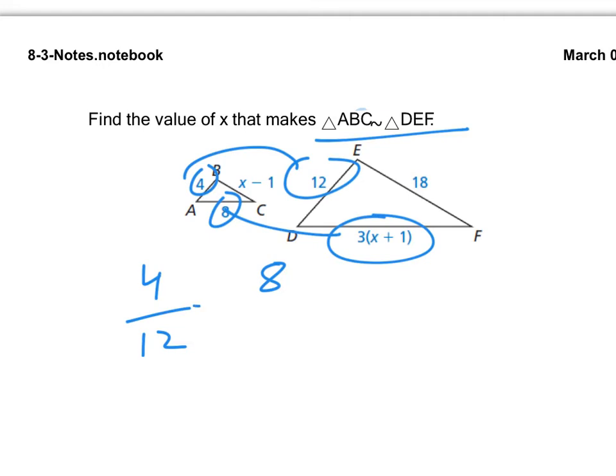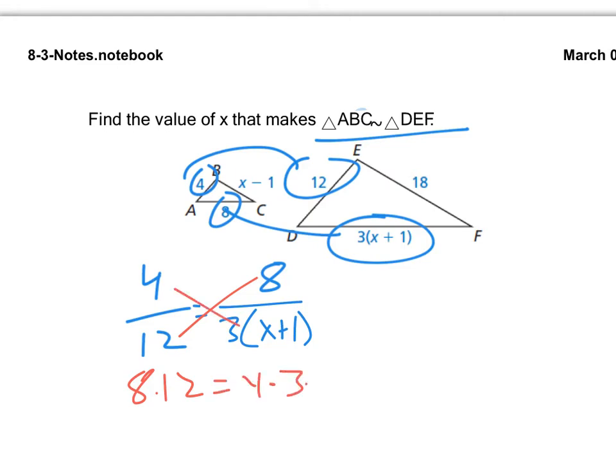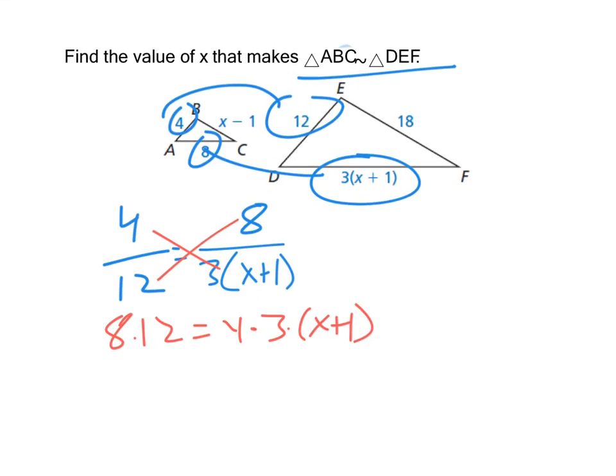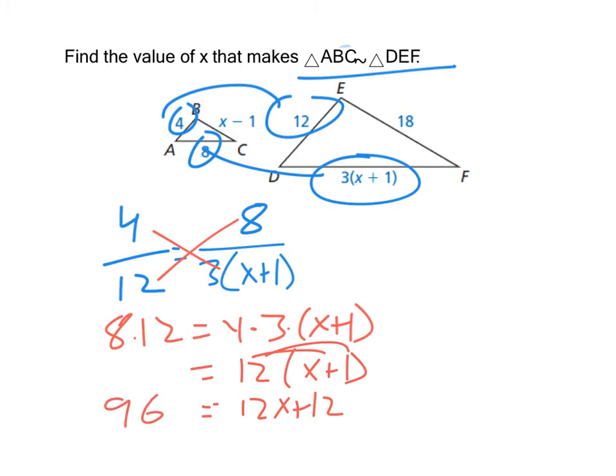We've got 4 over 12 equals 8 over 3 times (x plus 1). Let's cross multiply. It's a proportion. 8 times 12 equals 4 times 3 times (x plus 1). Okay, so some quick multiplying here. This is 12 times (x plus 1). Distribute that out. We get 12x plus 12. And 8 times 12 here is 96. Okay, so all downhill from here.